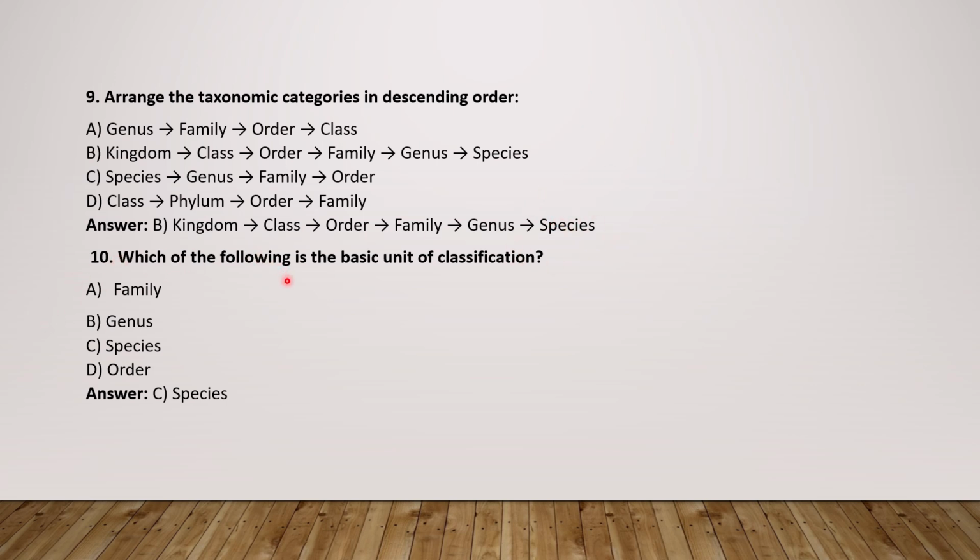The 10th question, which of the following is the basic unit of classification? As we all know, the basic unit of classification is species. It is the fundamental category in taxonomy. It includes individuals capable of interbreeding.